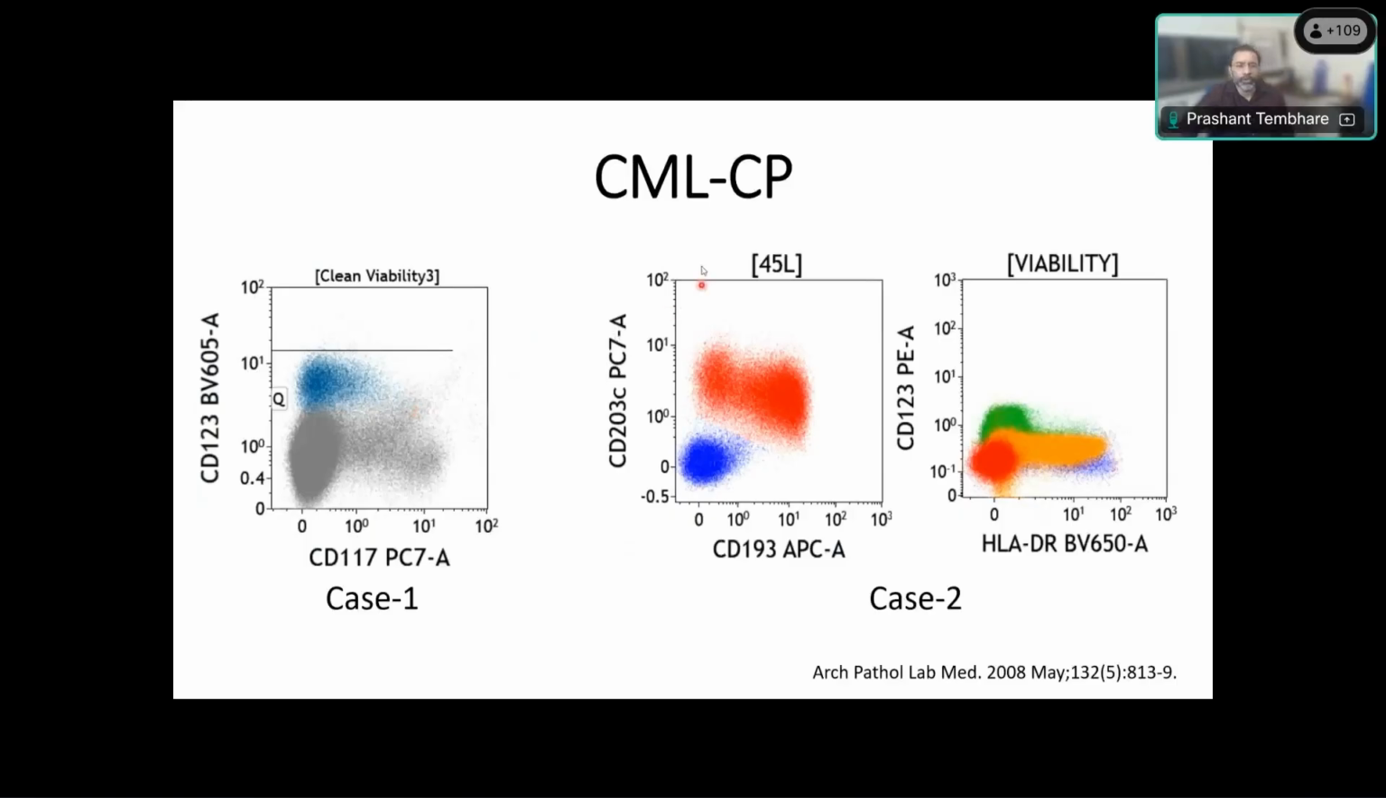Okay, just to show you, this is a case of CML where we have increased numbers of basophils. These basophils usually show down regulation of 123 in CML, because CML is also clonal hematopoiesis. It will show basophils but not the normal level of 123. Down regulation of 123 is typically seen, and you can see they are confirmed by using 203 and 193, and they are also HLA-DR negative. This is case 1 and this is case 2. So you can see where the down regulation of 123 can be seen.